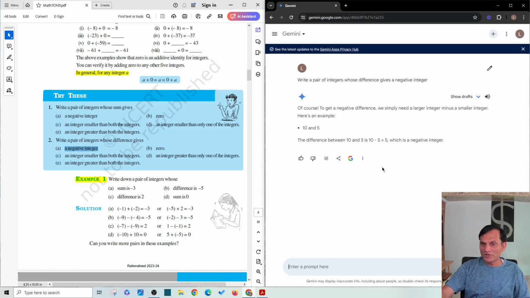Here actually you can see this is not right. Let us try again. Sometimes Gemini will not give you the correct answer, but this is not a problem. That's why you need to use your teacher's guidance, so that if sometimes this is giving a wrong answer, your teacher can guide you. So let us see again.